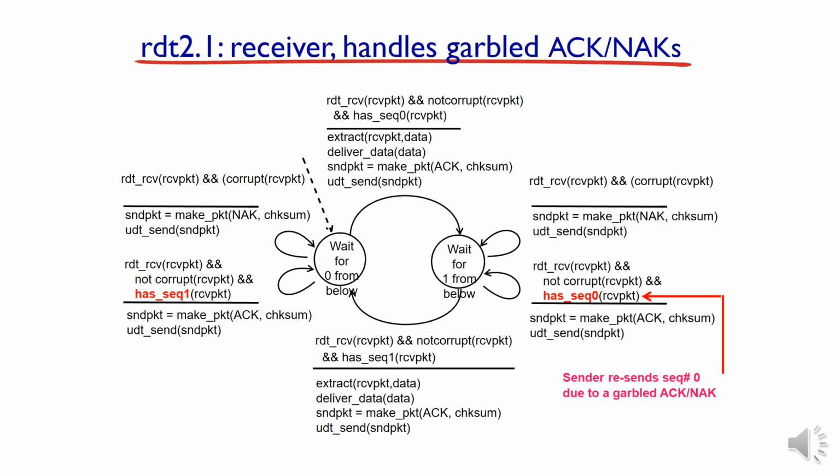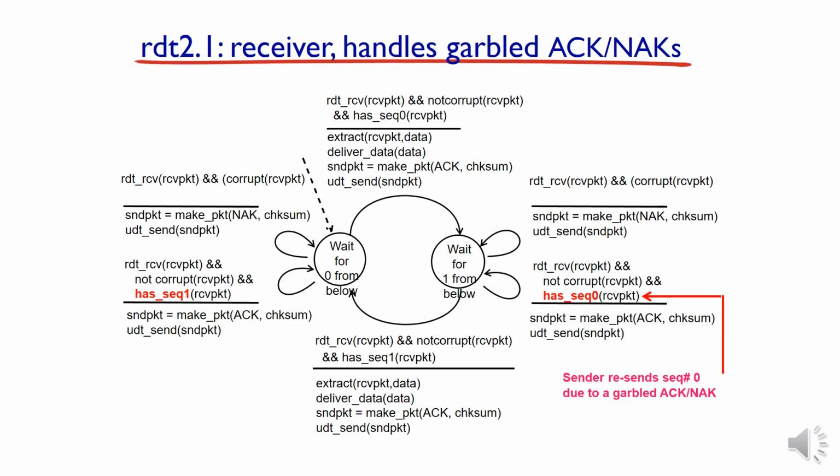This is the RDT 2.1 receiving side. Here also the sequence number is the important thing. That is, the entire RDT 2.1 is working upon the concept of sequence number. And here we have two different states: one, wait for 0 from below, and another, wait for 1 from below. On the receiving side, the invocation is from the bottom layer, or bottom part of the transport layer, or the end point at the receiving side.